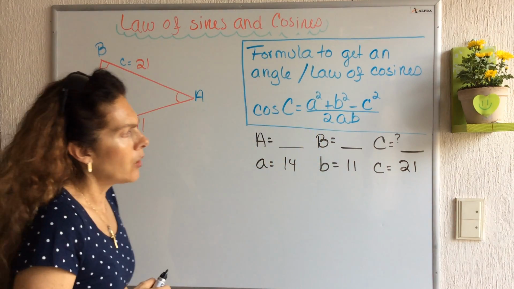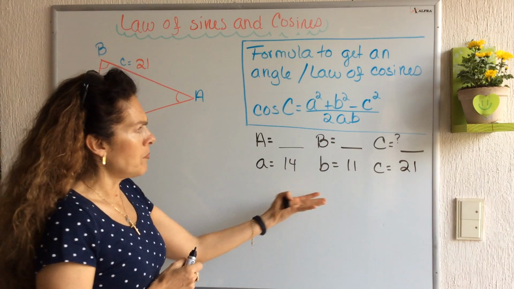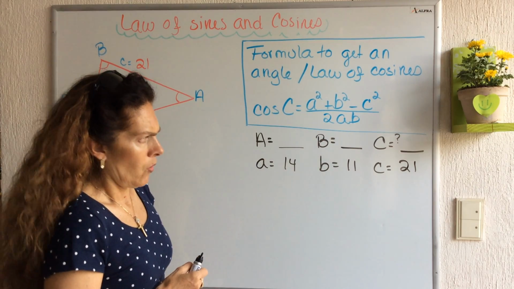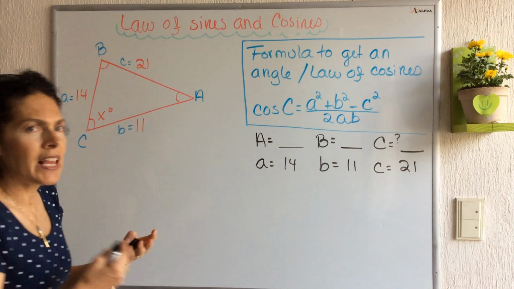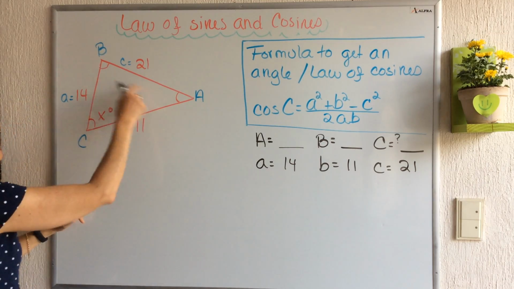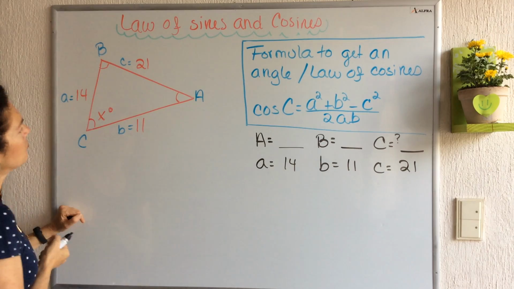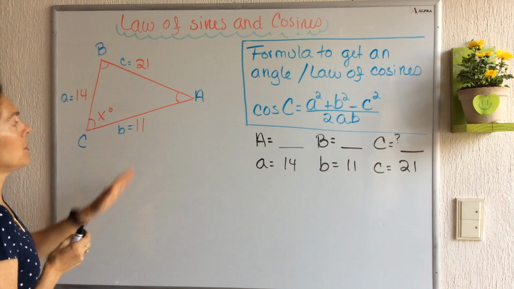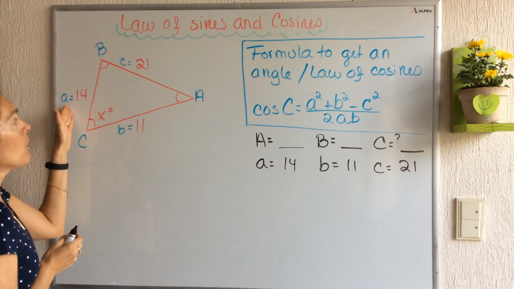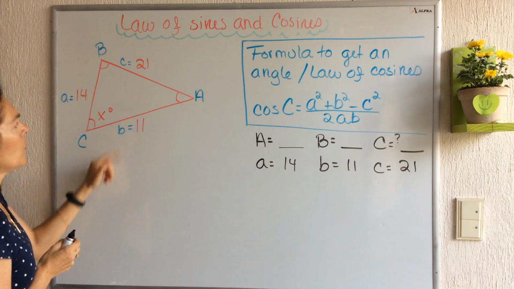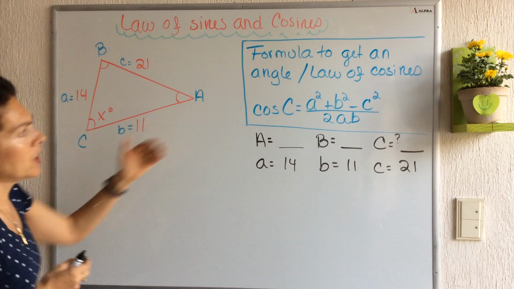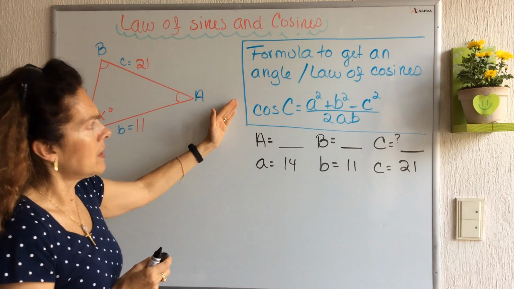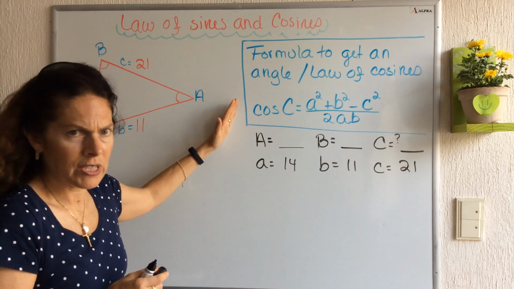And now, I want you to tell me if we have a pair here. Okay, so we don't have a pair. And let's analyze if we can get the measure of any other angle. But as you can see, they are giving us the measure of the three sides, but we don't have the measure of any of the angles, okay? So we have to use the formula of the law of cosines, okay?